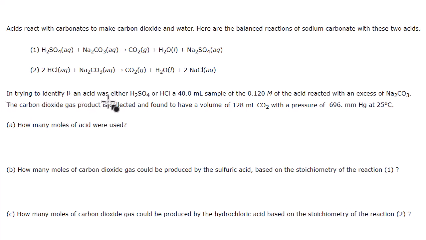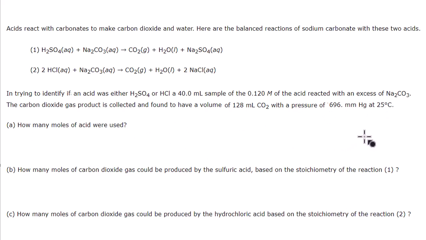In trying to identify if an acid was either H2SO4, sulfuric, or hydrochloric, a 40 mL sample of the 0.120 molar acid reacted with excess sodium carbonate. So we don't have a limiting reactant, but we have a volume and a concentration of this acid, whether it's sulfuric or hydrochloric. Carbon dioxide gas was collected and found to have a volume. Okay, we have a volume and a pressure and a temperature. Well, we've got a couple of things here. We've got a volume and concentration of a solution, and we have a specific amount of carbon dioxide gas. Let's see what the questions are. How many moles of acid were used?